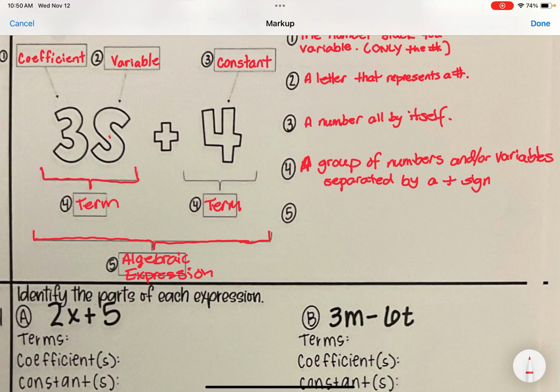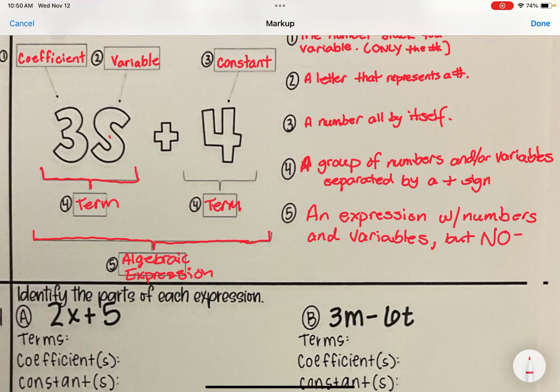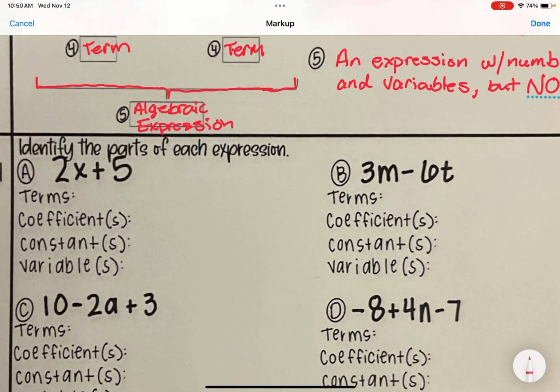All right, number 5. What is an algebraic expression? It is an expression with numbers and variables but no equal sign. Okay, an expression has numbers, it has variables, but it does not have an equal sign. That's what makes it an expression. So let's go ahead and let's look at some examples here.